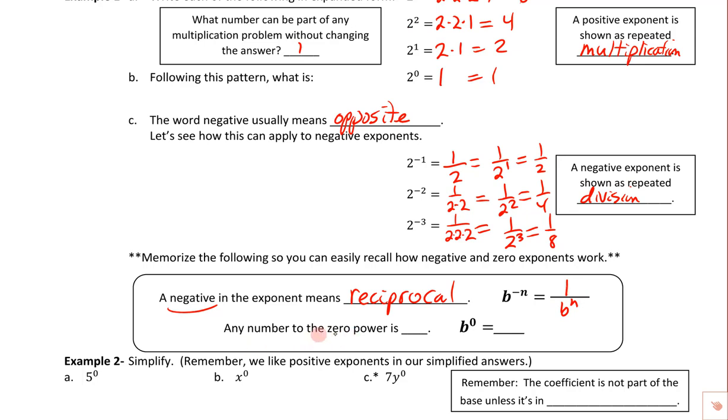And then this one, people forget this all the time. They think, oh, if there's a 0 in it, the answer's got to be 0. But remember, you've got to realize that these are multiplication problems, and 1 is always part of a multiplication problem. So any number to the 0 power is 1. So b to the 0 is exactly 1.